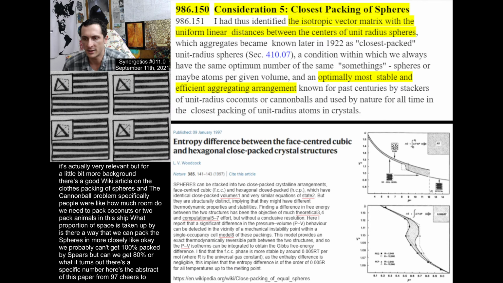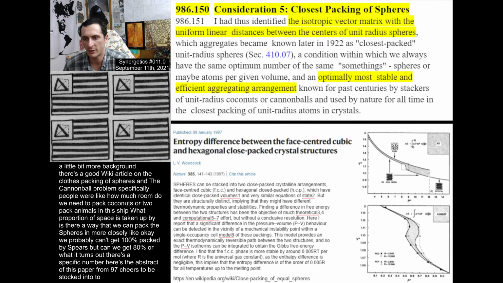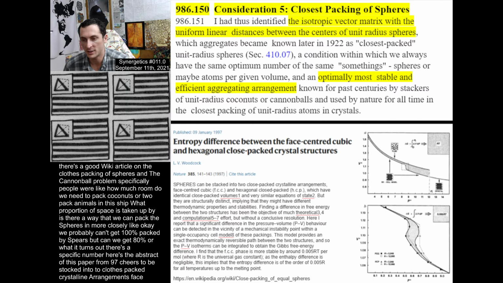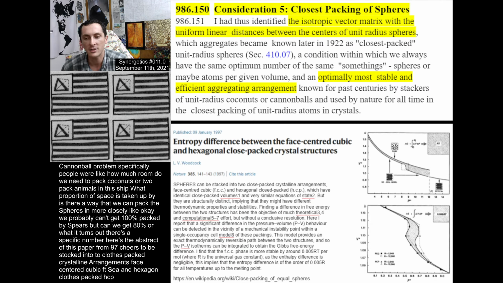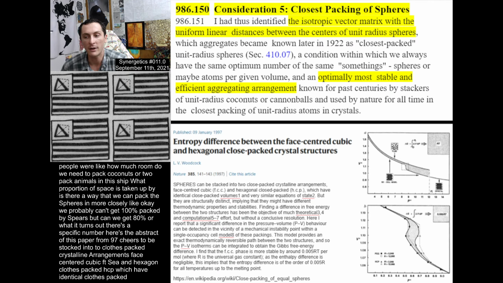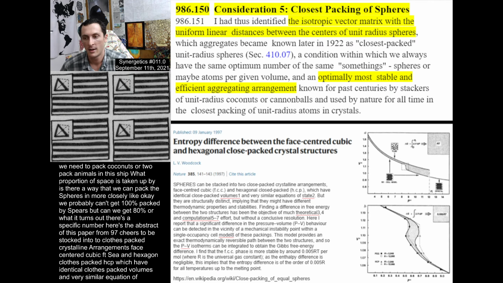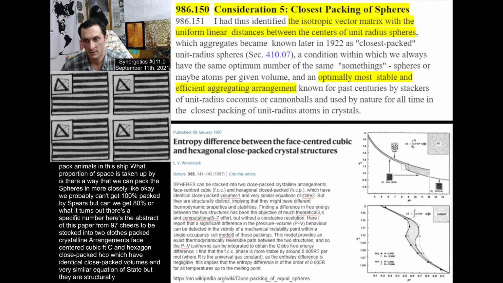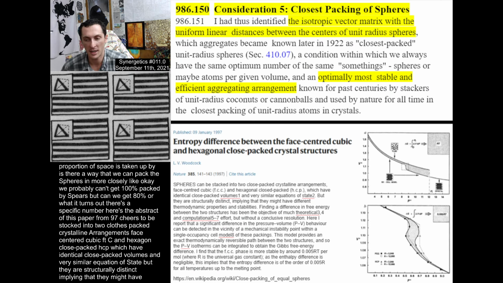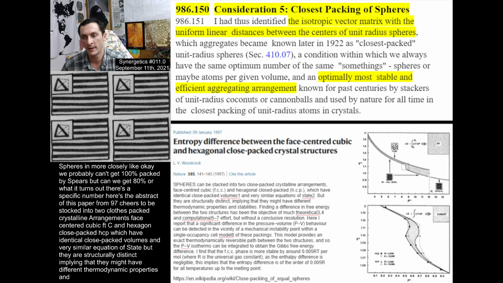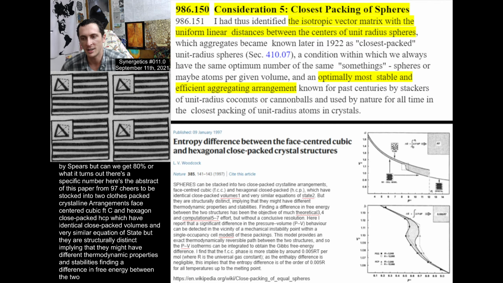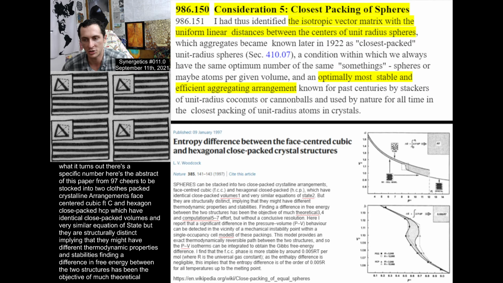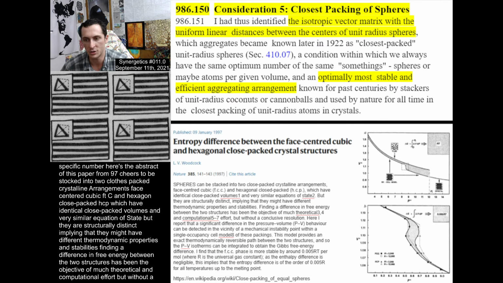Spheres can be stacked into two close-packed crystalline arrangements, face-centered cubic, FCC, and hexagonal close-packed, HCP, which have identical close-packed volumes and very similar equations of state. But they are structurally distinct, implying that they might have different thermodynamic properties and stabilities. Finding a difference in free energy between the two structures has been the objective of much theoretical and computational effort, but without a conclusive resolution.